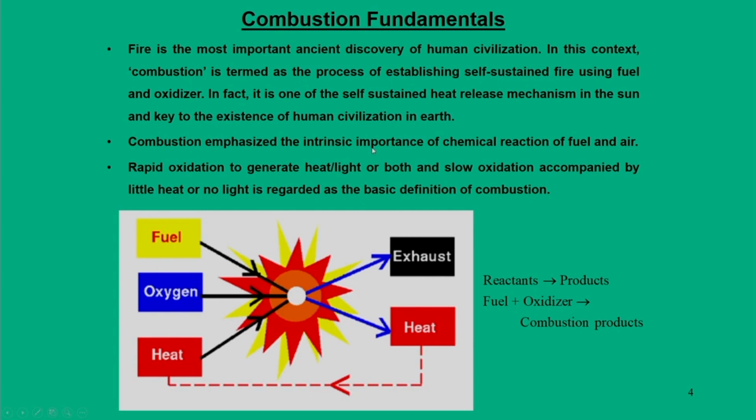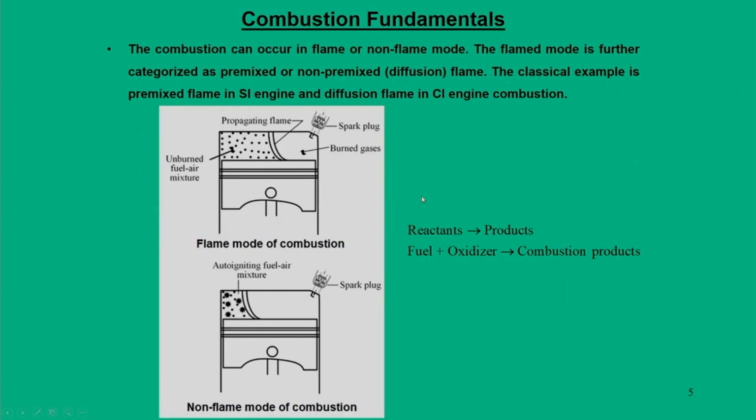In our viewpoint we will view it as a chemical reaction between a fuel and air. Air means it is an oxidizer. So when they react we get combustion products. In totality we say there are some reactants and there are some products. By definition, one can say rapid oxidation to generate heat or light or both, or slow oxidation accompanied by little heat or no light, is regarded as the basic definition of combustion.